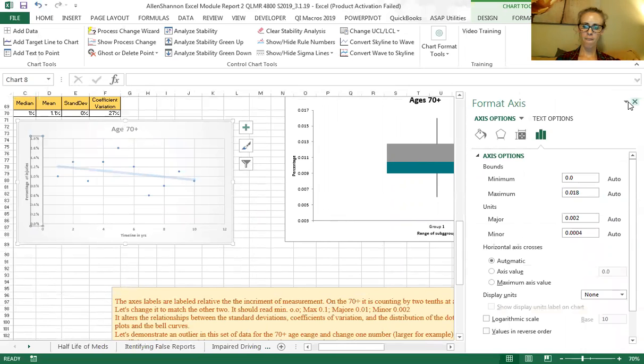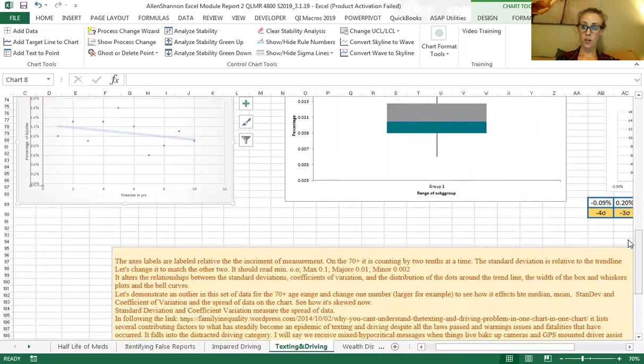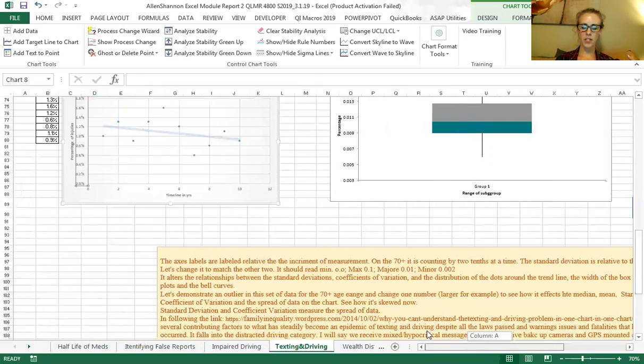Okay. So it obviously alters the relationships between standard deviations, coefficient of variation, and the distribution of the dots around the trend line. The width of the box and whisker plots and the bell curves are all affected. The median, all of it is affected by just one change.